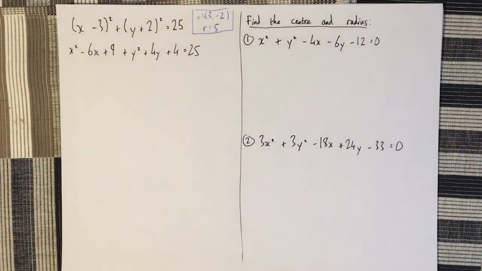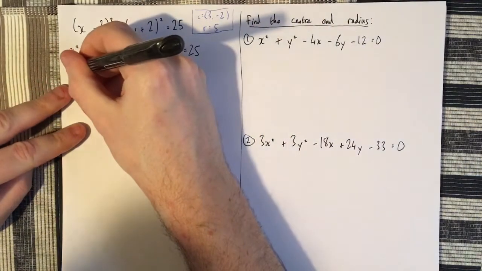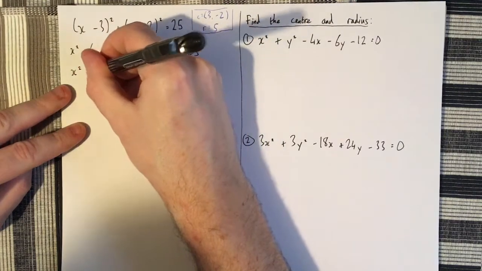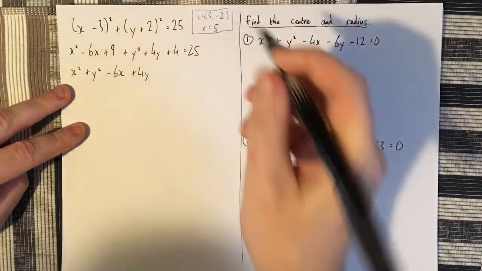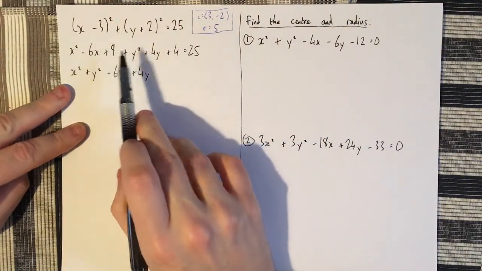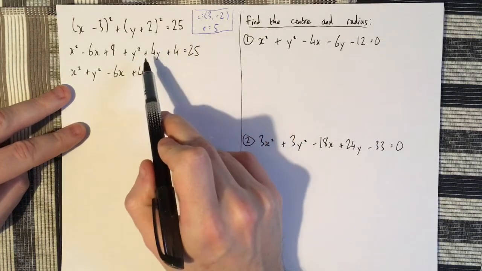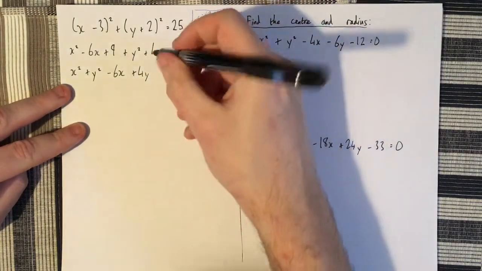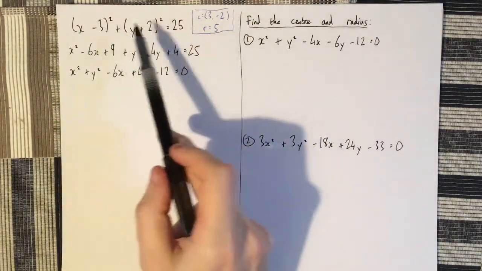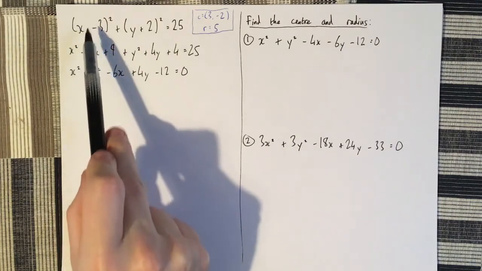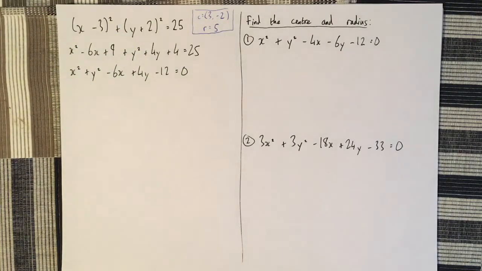equals 25. And just so it's in the form that the second equation's in, I'm just going to move everything to the left-hand side here. So I've got x squared, plus y squared, minus 6x, plus 4y, and then 9 plus 4 is 13. If I bring the 25 over, it'll be minus 25. 13 minus 25 is minus 12. All I've done there is multiply it out and move it around, but this and this are the same thing. So x squared plus y squared minus 6x plus 4y minus 12 is equal to 0. That is also the equation of a circle.